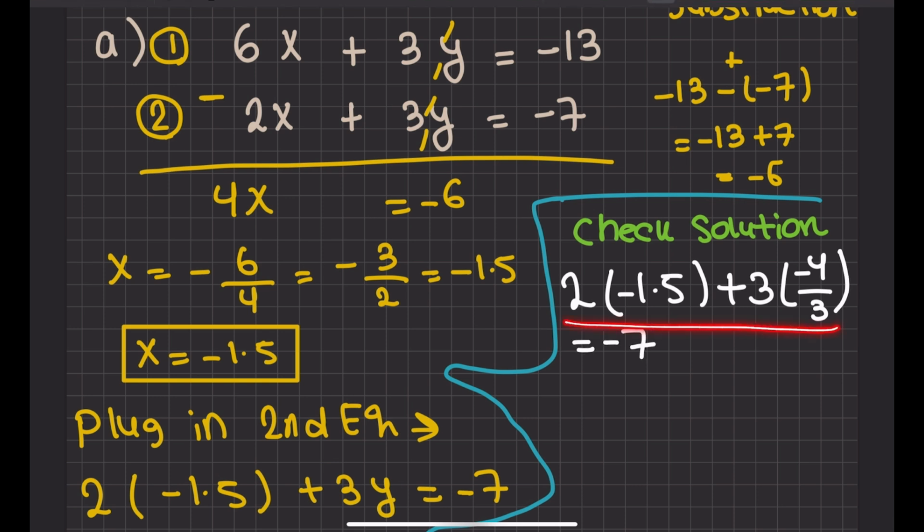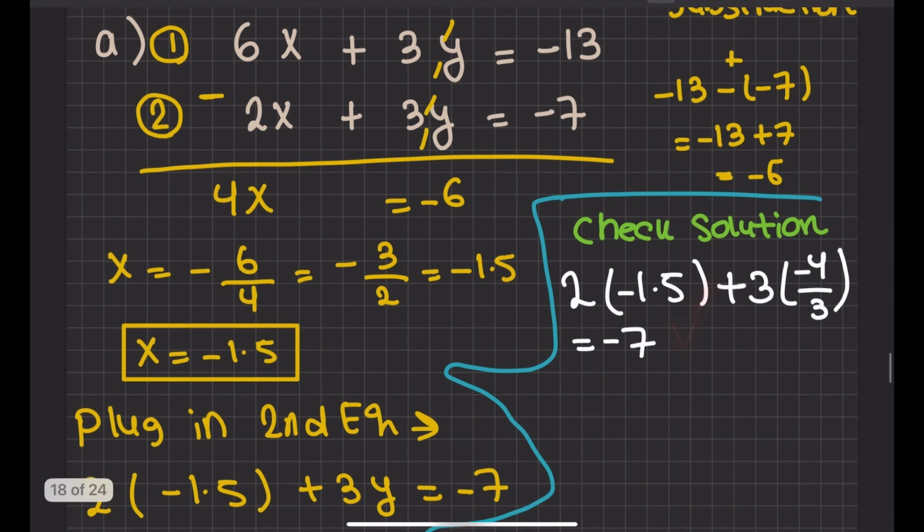So you have to find the result of the left side and see if it equals the right side. If it's equal, everything is correct. If it's not equal, something is wrong. You need to see where you made a mistake.